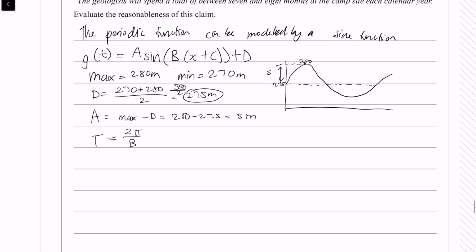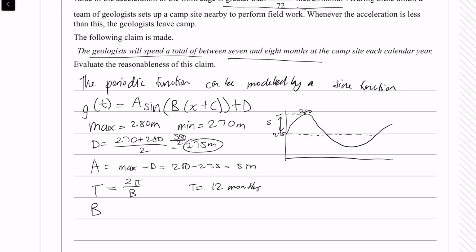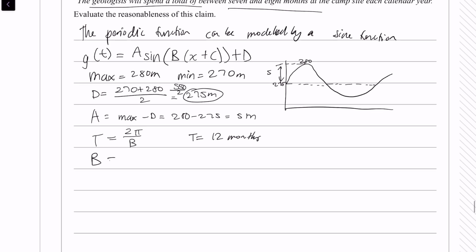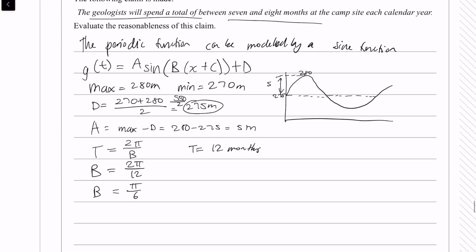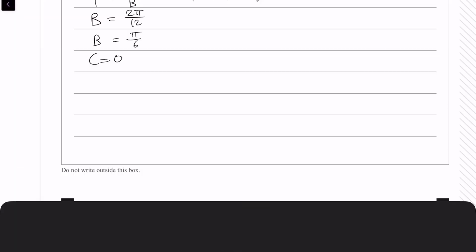So rearranging to find B, we know that period is equal to 12 months, because the claim is in terms of months, so let's work with months in terms of time. So 2 pi over 12 simplifies to pi on 6 as our B value. And then C, not necessarily any shift in this context, so that'll just be 0. So we have a simple sine function.